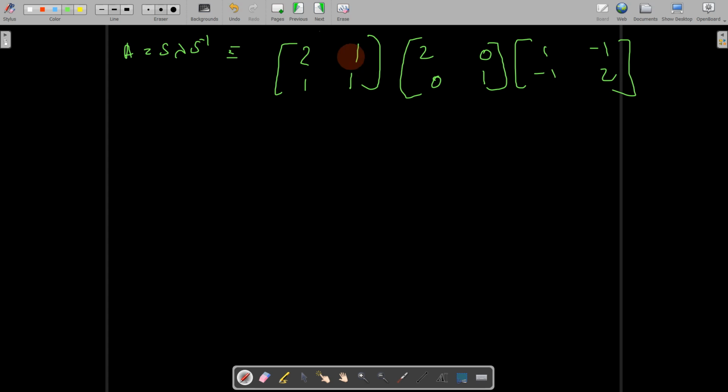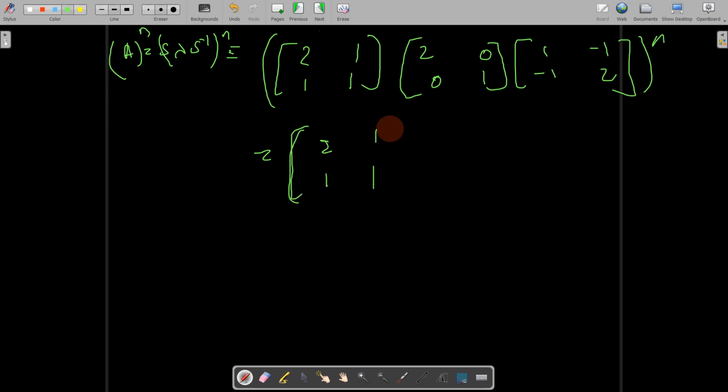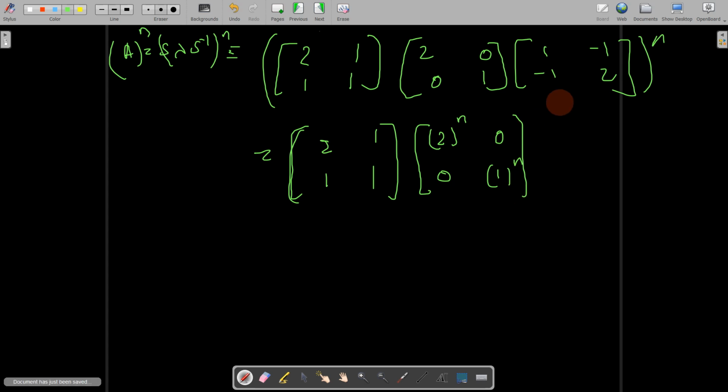Okay. So now if we take the nth power of A, then we have to take the nth power of this whole thing, and in the eigen coordinate system, it is nothing but 2, 1, 1, 1, times 2 power n, 0, 0, 1 power n, times 1, minus 1, minus 1, 2. This is the speciality of the eigen coordinate system.